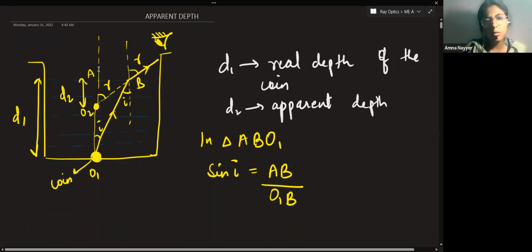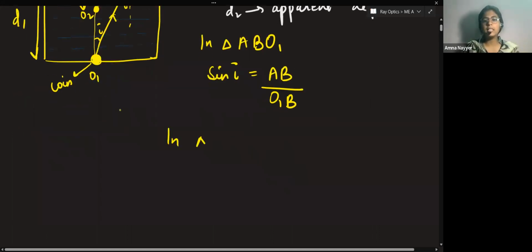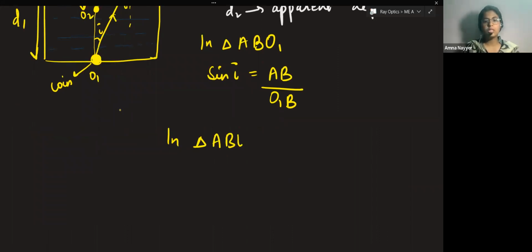And look at this triangle now, A, O2, B. This one. This will be sin r, which will be equal to AB by O2B. Let me write it. So in triangle A, B, O2, sin r will be equal to AB by O2B.